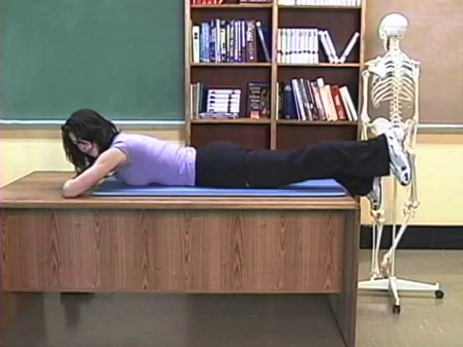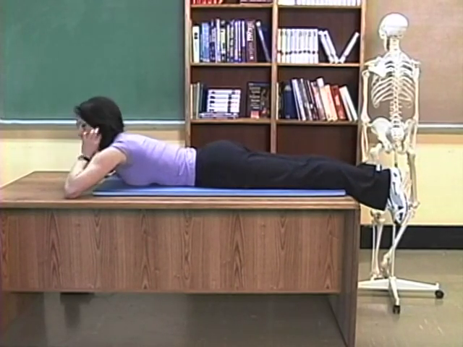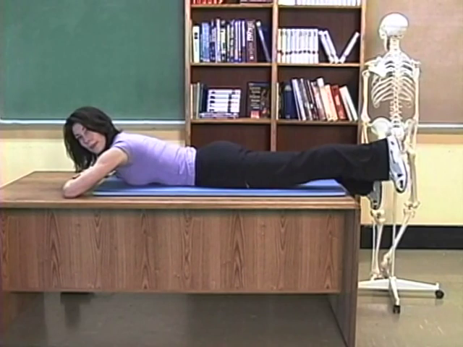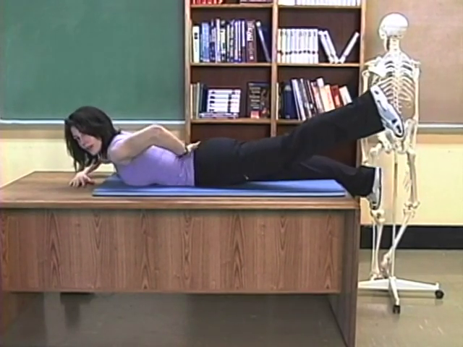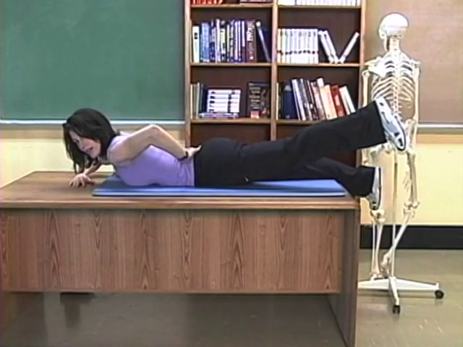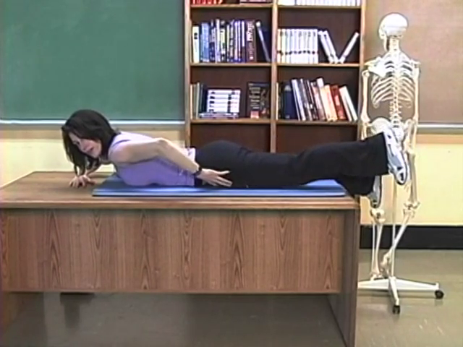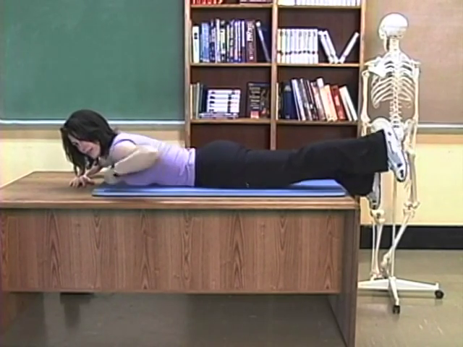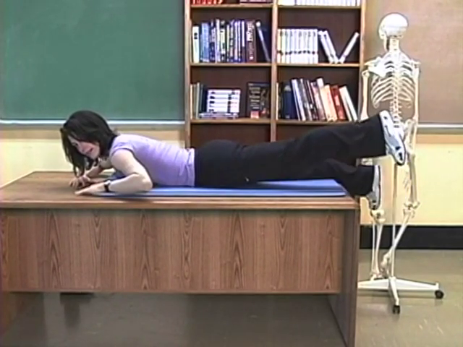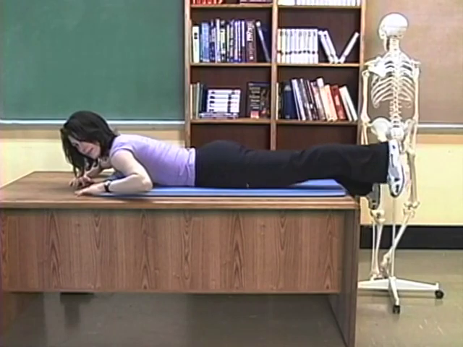Now, the thing to be careful with in this exercise is as the leg is lifting, be careful that you don't get into an exaggerated lumbar lordosis or curvature of the spine. You want to keep the front of the hip surface in contact with the mat, and you're just lifting the thigh with a straight leg off the mat.